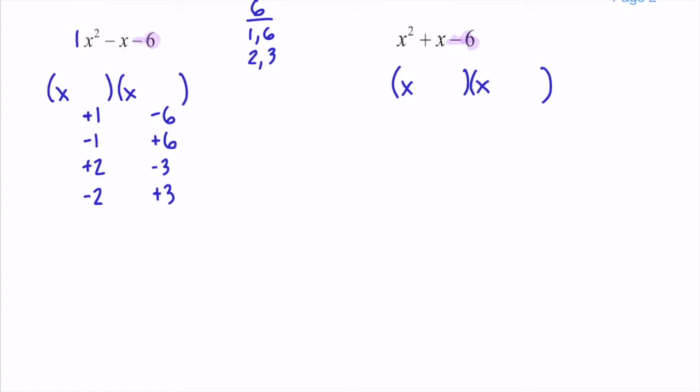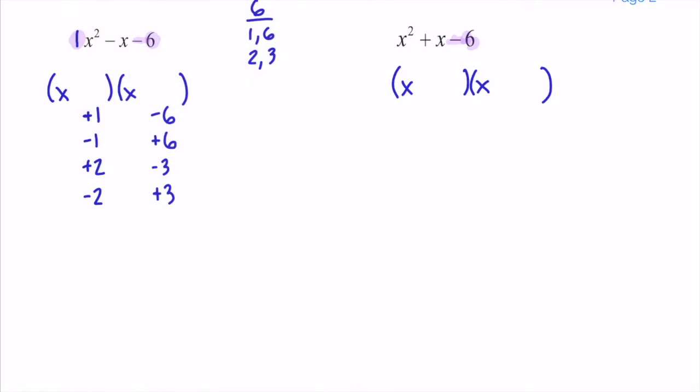Now, if this leading term hadn't been the 1 that we had, then we could have even more combinations. So now I have to figure out which one of these are going to add to make this negative x term in the middle.